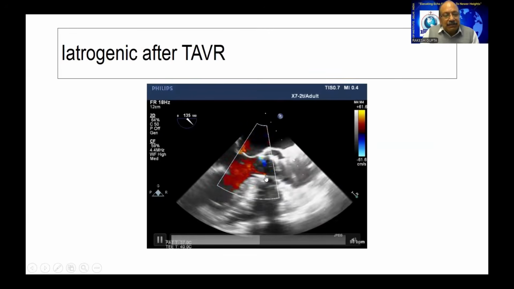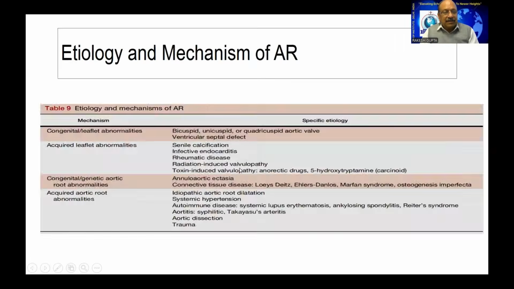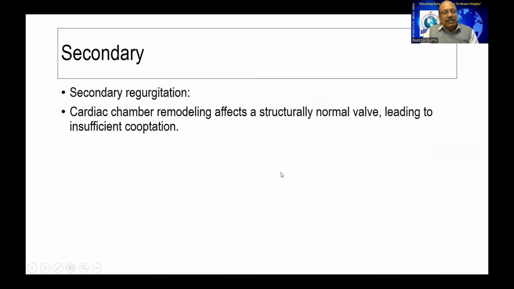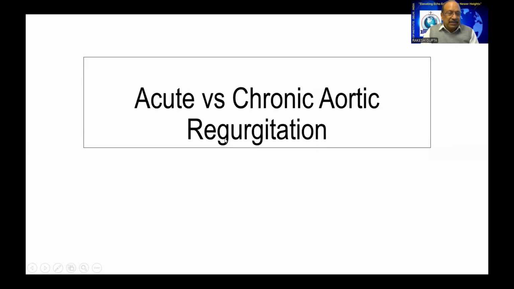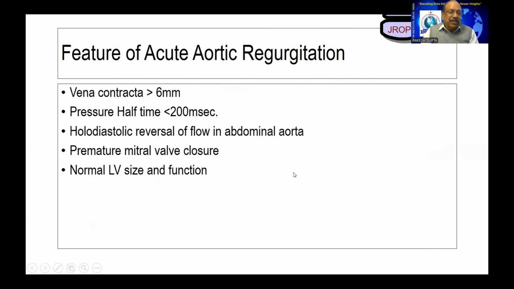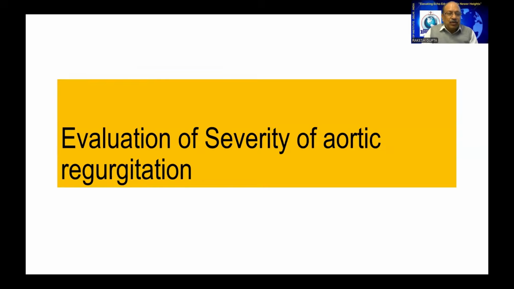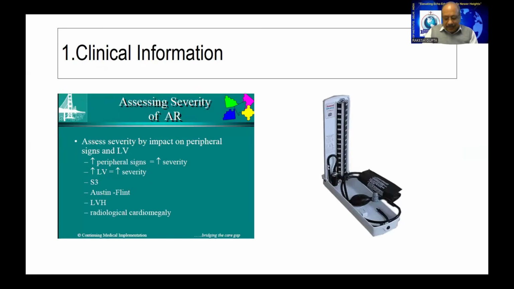After TAVR, we do see a number of times aortic regurgitation. So primary, related to the leaflet, as was in mitral regurgitation. Secondary, chamber dilatation. And features are virtually the same as in mitral regurgitation. In mitral regurgitation, we saw vena contracta, correct? And in aortic regurgitation, let me just show you what exactly aortic regurgitation is. Before that, the most important part of any severe aortic regurgitation is wide pulse pressure.